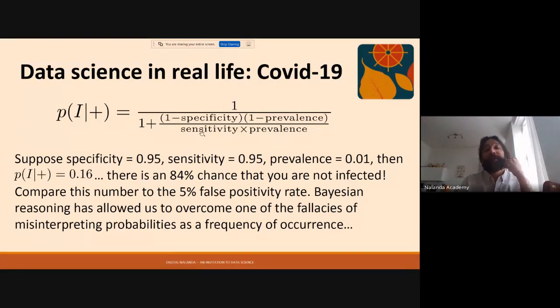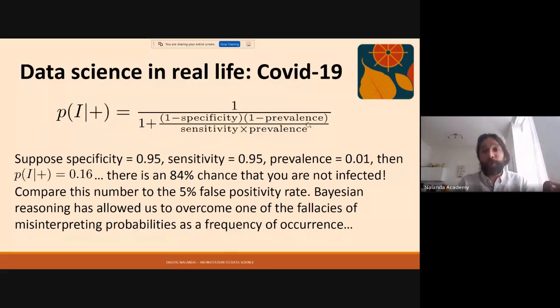Let's say you have 95% test sensitivity, which means that if you're indeed infected, there's a 95% chance that the test says positive. That's test sensitivity. And test specificity, which is 1 minus that, is the false positive rate. So 5% of tests that are positive will not actually have the sample with COVID. This is the probability that you are indeed infected given that you tested positive.